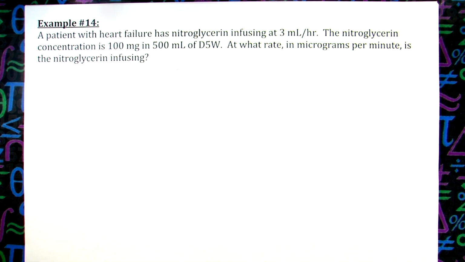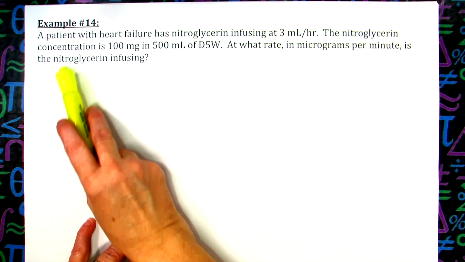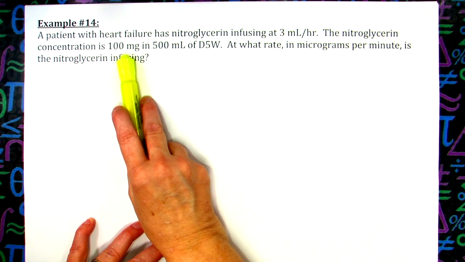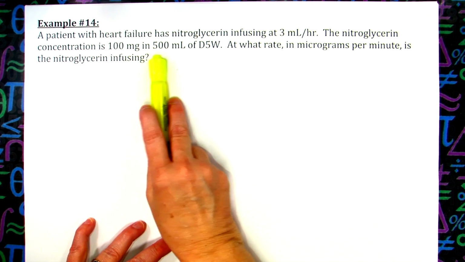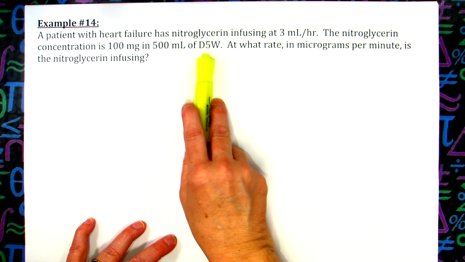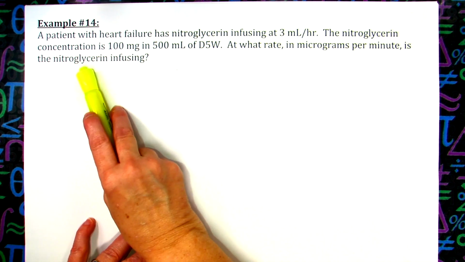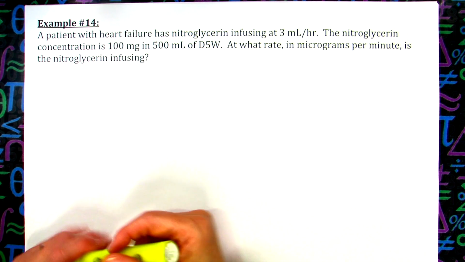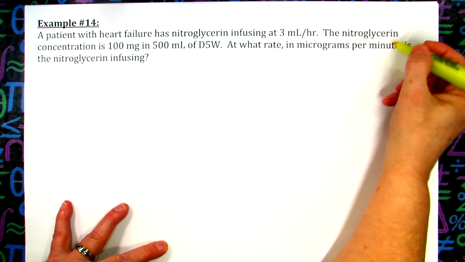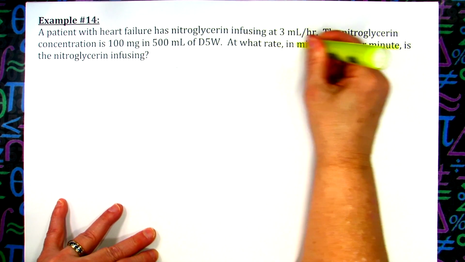Example 14. A patient with heart failure has nitroglycerin infusing at 3 milliliters per hour. The nitroglycerin concentration is 100 milligrams in 500 milliliters of D5W. At what rate in micrograms per minute is the nitroglycerin infusing? Okay, so again, my question is asking for micrograms per minute.